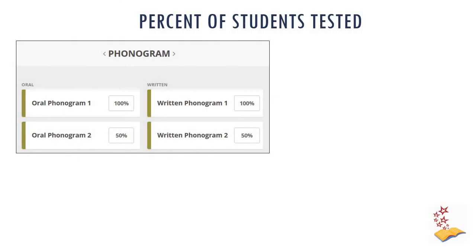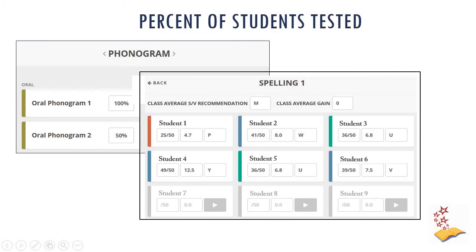Another great feature is the percent of students tested page. This shows when 100% of the class is tested or if there are missing students in any given assessment. If you click on a specific test, it shows the student's raw score, percentage, and color-coded proficiency level. In the spelling results, it also shows the SV word list instructional level for each student.